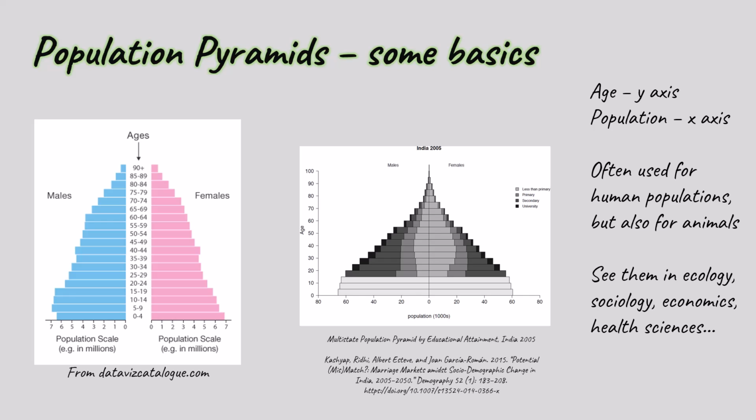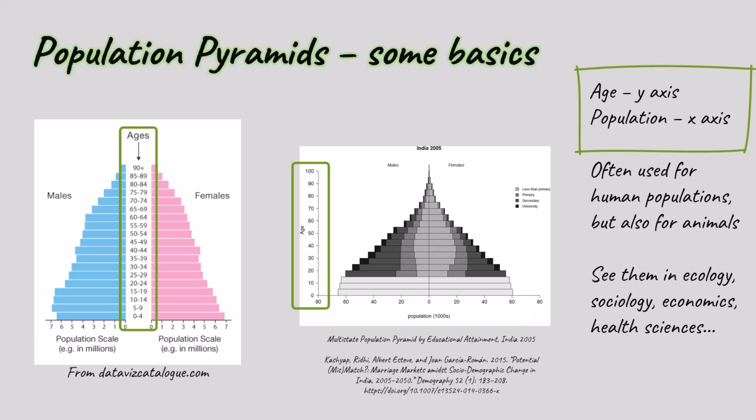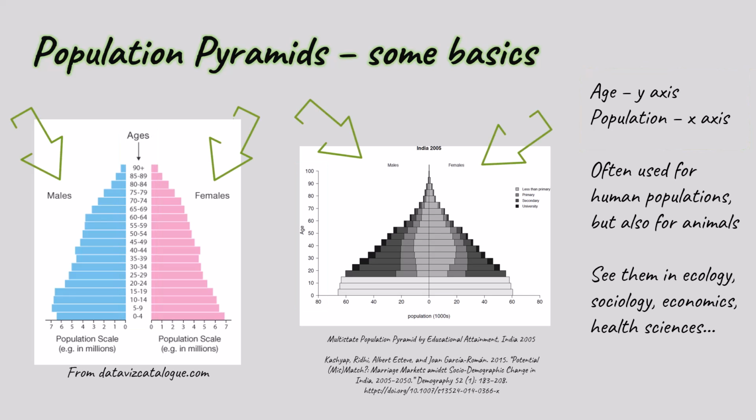As we've just revealed, this is not as common a graph type as some others. So let's talk about what they are. As the name implies, they show population, usually on the x-axis, and ages are on the y-axis. We can see that in both examples here. For both graphs, we have males on one side and females on the other.